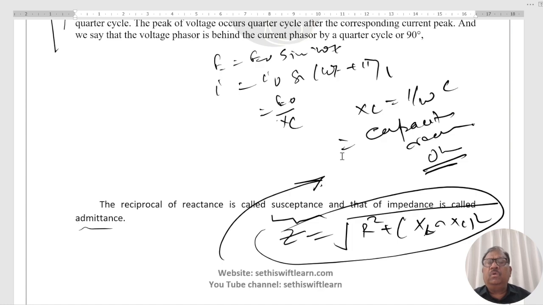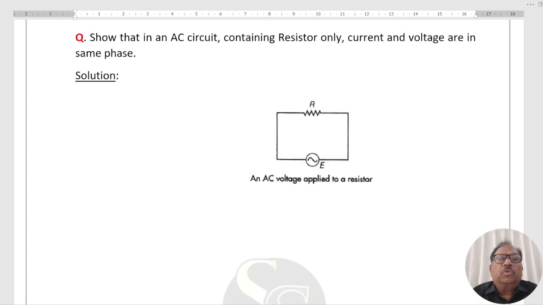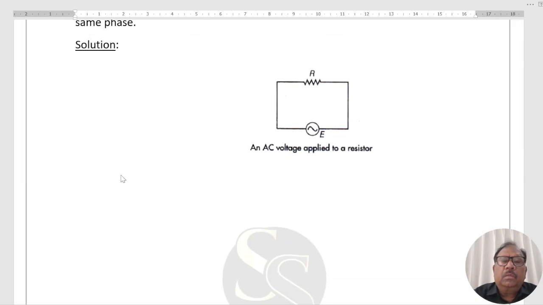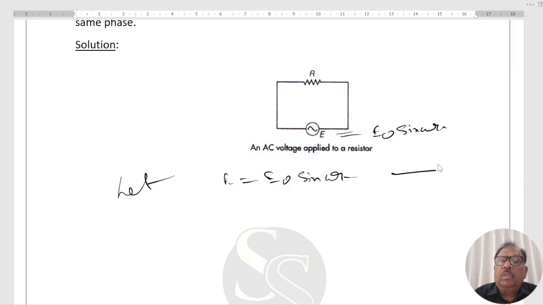Now let's start with the question. Question is, show that in an AC circuit containing a resistor only, current and voltage are in same phase. Now let this be applied AC source E equal to E naught sine of omega t. This is equation 1.